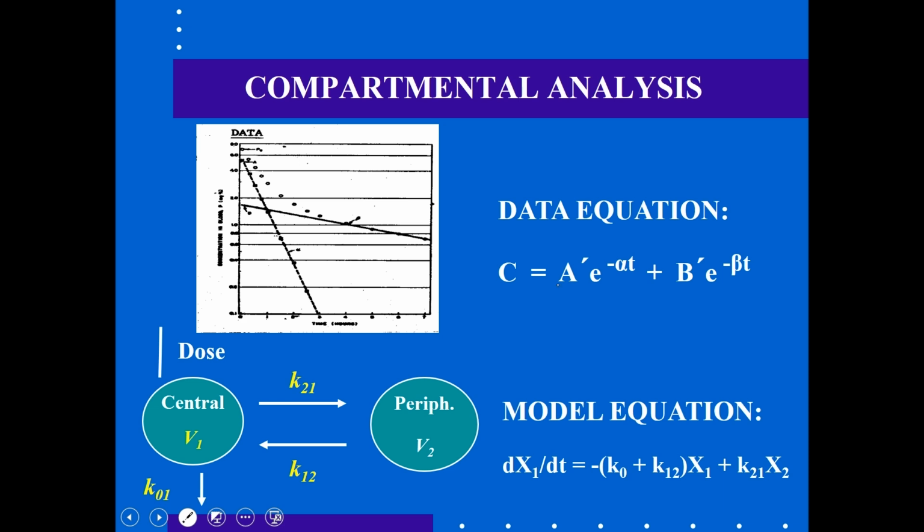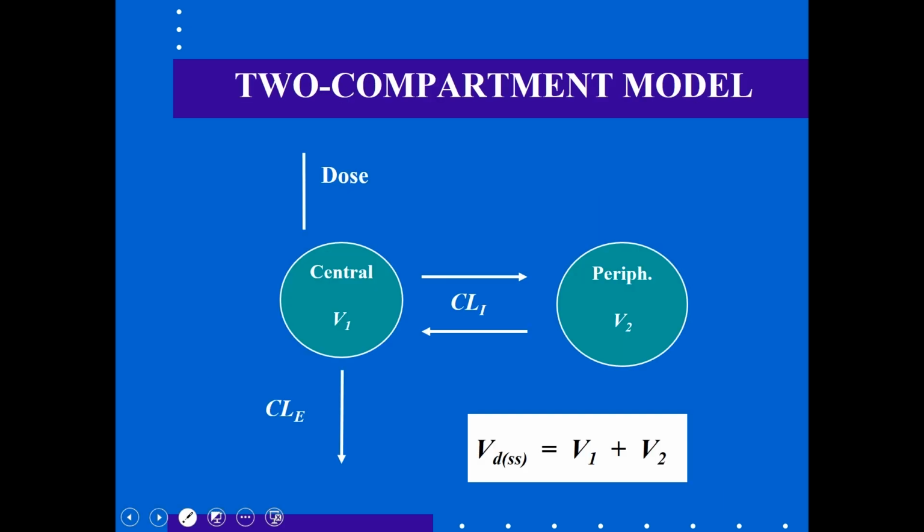There are four parameters in this equation, two coefficients and two exponents. Four parameters there means that we can identify four model parameters. And here I've highlighted two distribution rate constants and the elimination rate constant in the central compartment. But we could also calculate the two distribution volumes for the two compartments and two clearances. And the total distribution volume in the compartmental system is simply the sum of the two compartment volumes.